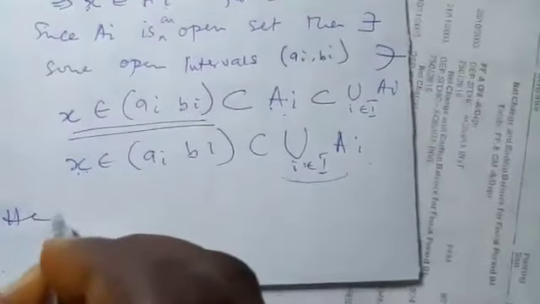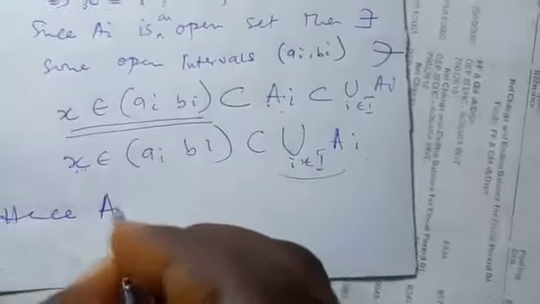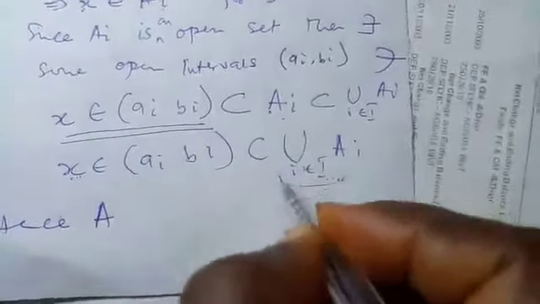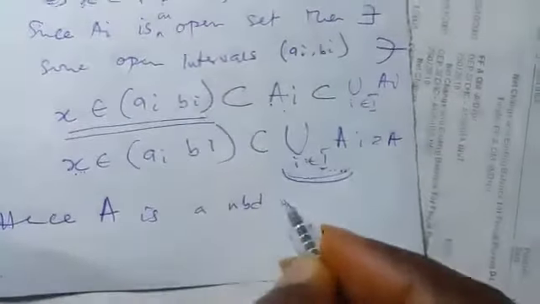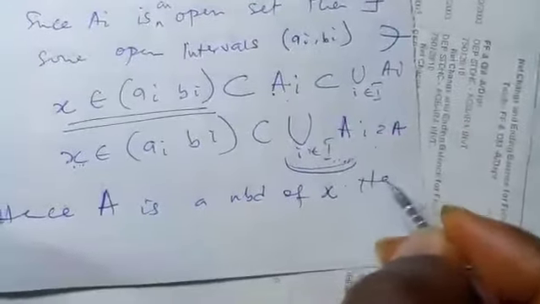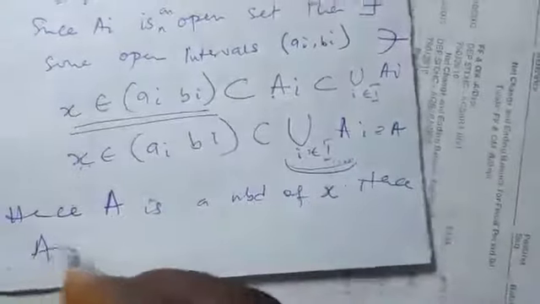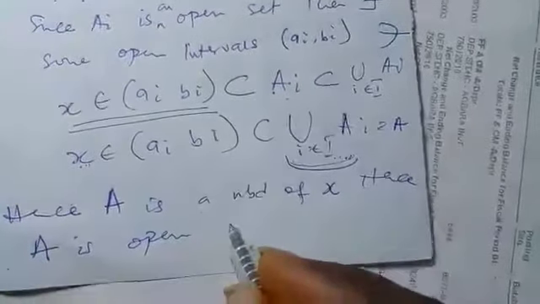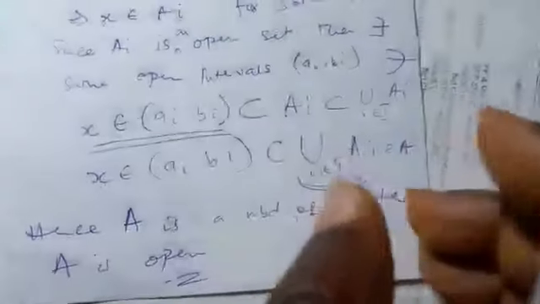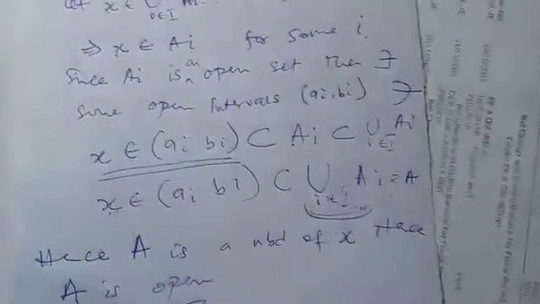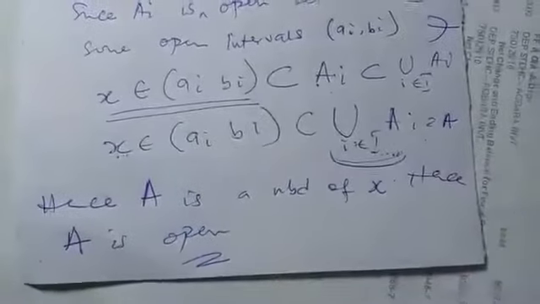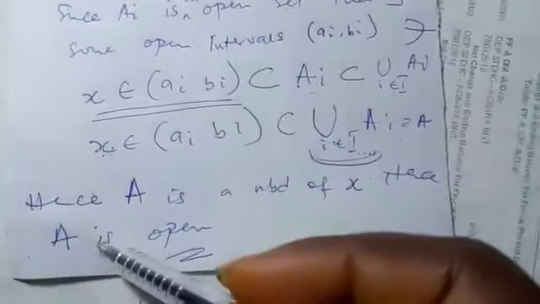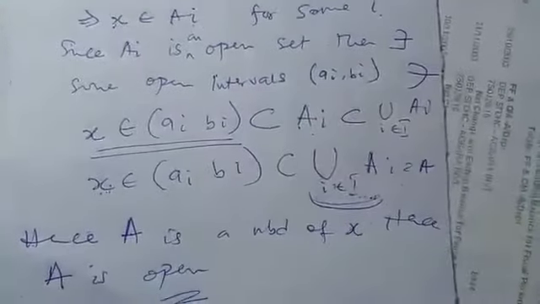So hence A. What's our A? A is all this thing. We have represented all this thing by A. Hence A is a neighborhood of x. So hence A is open. That is, A is an open set. Because from an open set, we said that if a set A is the neighborhood of its point, then it is an open set. So we have shown that A is a neighborhood of this. So hence we say that A is open, or A is an open set.